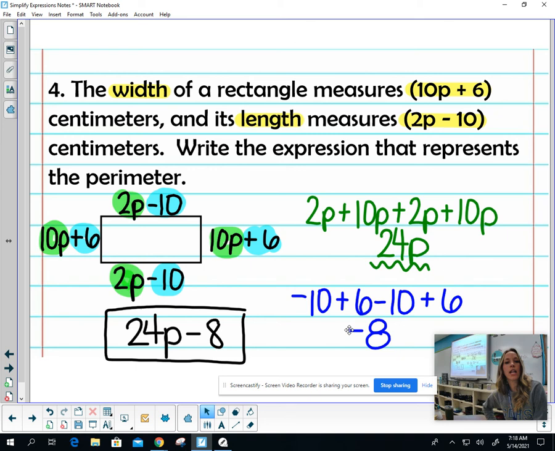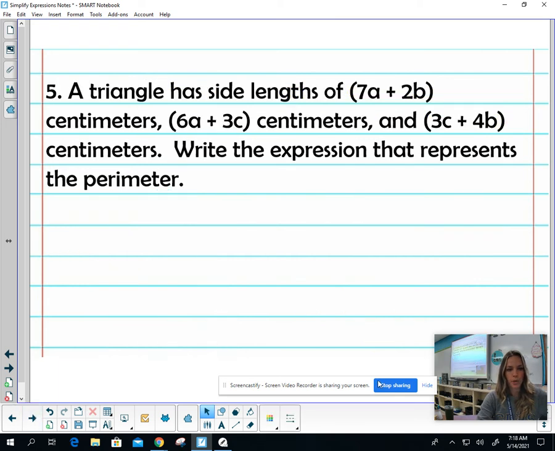Again, if you need to pause this video to make sense of this, to copy something down, that is the beauty of a video. Let's try another. Pause this video, go ahead and copy this down. Yes, the entire thing. That is how you are earning credit for this assignment.